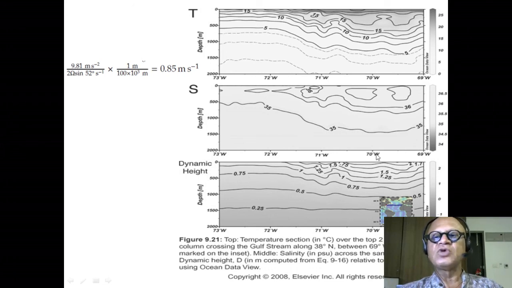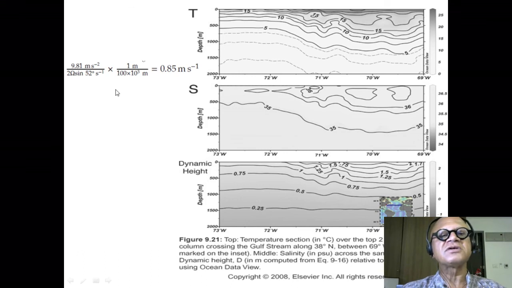So what is happening? You have dynamic height varying from west to east, and you can use your d sigma dx to see if you can get estimates of the geostrophic currents. So g over f at 52 degrees, whatever this unit is. Okay, 2 omega sine 52. That is our f. The dynamic height difference is about 1 meter, and the width is about 100 kilometers, and you get a speed of about 0.85 meter per second.